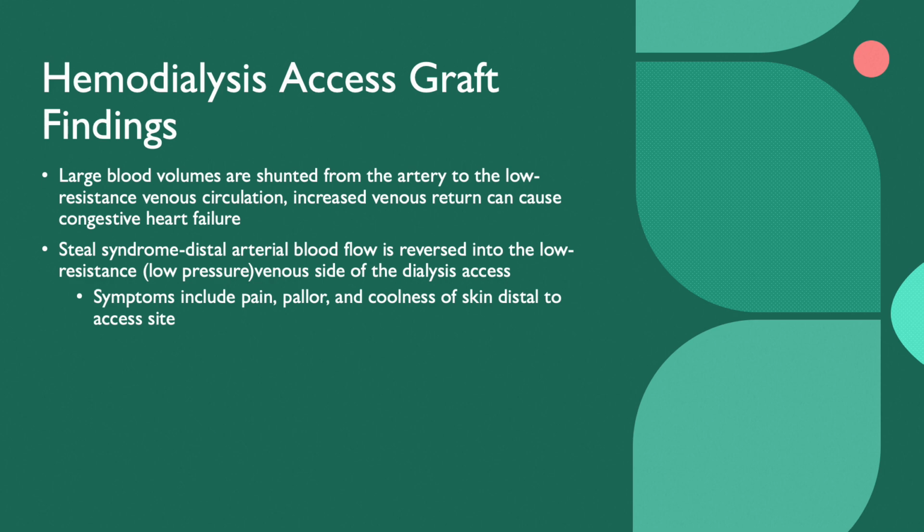So you're going to have a lot of blood volume that is shunted from the artery to the low resistance venous system with this. Increased venous return can cause congestive heart failure. You can have steal syndrome, which is where the fistula will steal blood from your distal arteries, like your fingers. This happens a lot too. So the fistula will steal the blood from the hand, and patients will have white, painful, cool fingers.